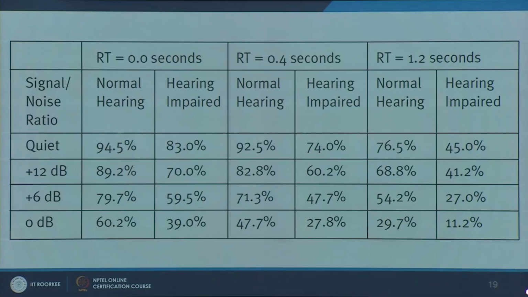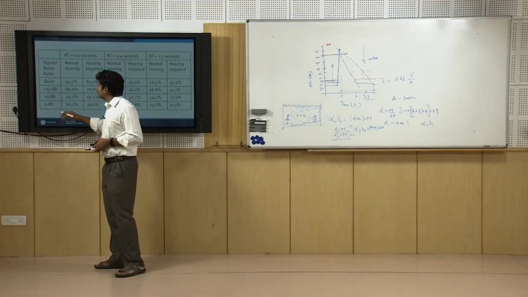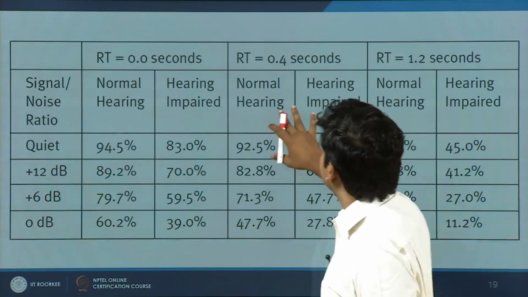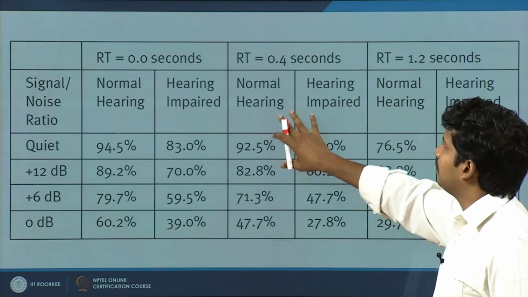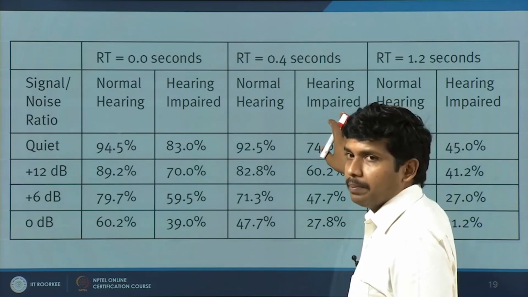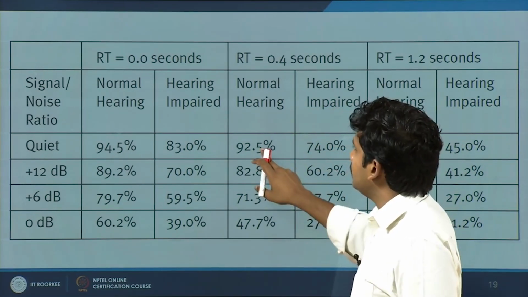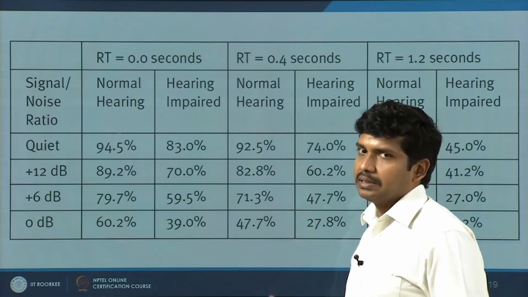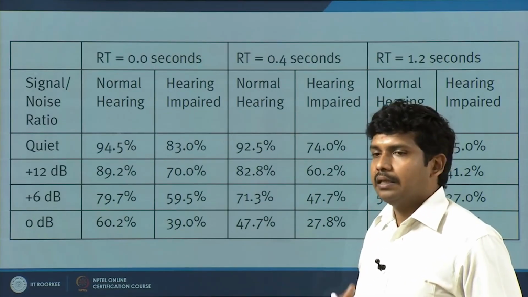A quick example, two things are to be noted here. You take a specific reverberation time, say let us take a reverberation time of 0.4 seconds. Two things are there, normal hearing and hearing impaired people. There are two columns here. This percentage indicates how much percentage of people can understand the signal.